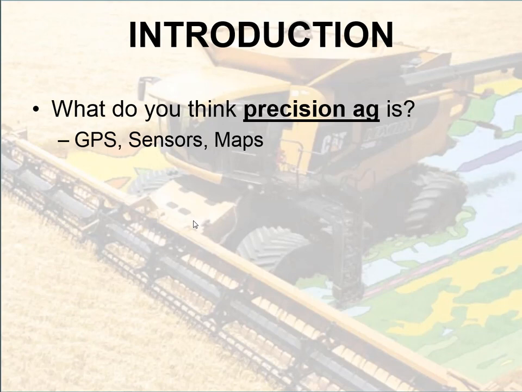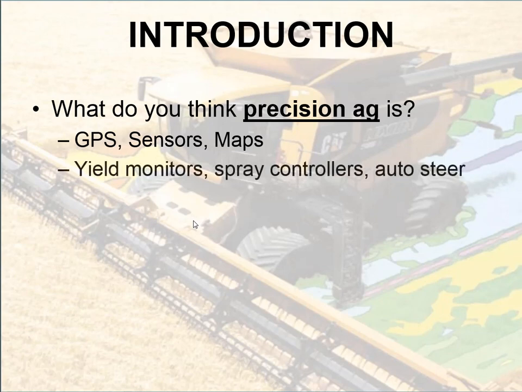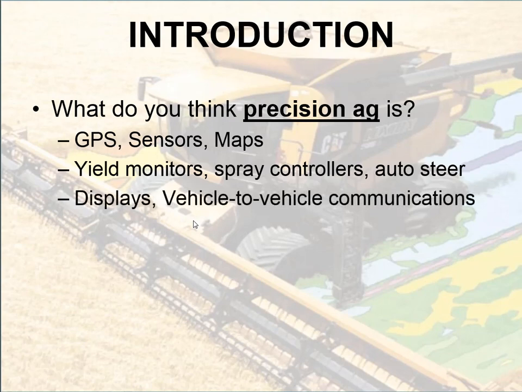But some people may think of sensors, like crop sensors or what we see on a combine or on a tractor. Some other people may think of the maps, the colorful data maps that are being created. Others think of what's on the sprayer, the spray controllers, or the yield monitors in the combine. Auto steering is fairly common now, so that is what some people think of. Some others think of newer things like integrated displays sitting in the cab, or vehicle-to-vehicle communications. There's a lot that goes on with the cloud now with precision ag.